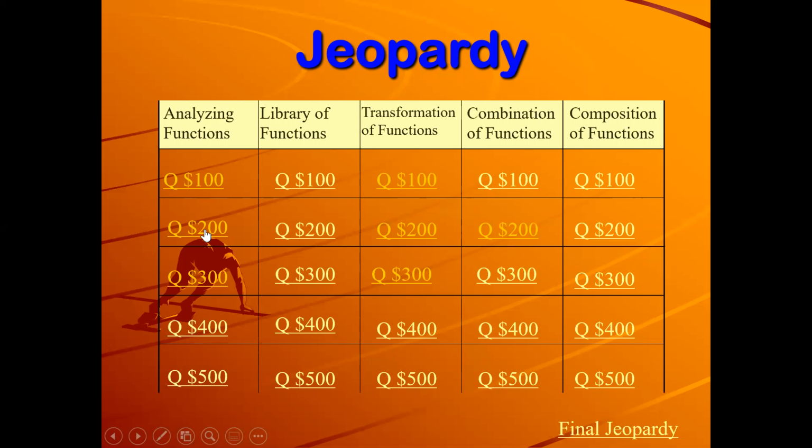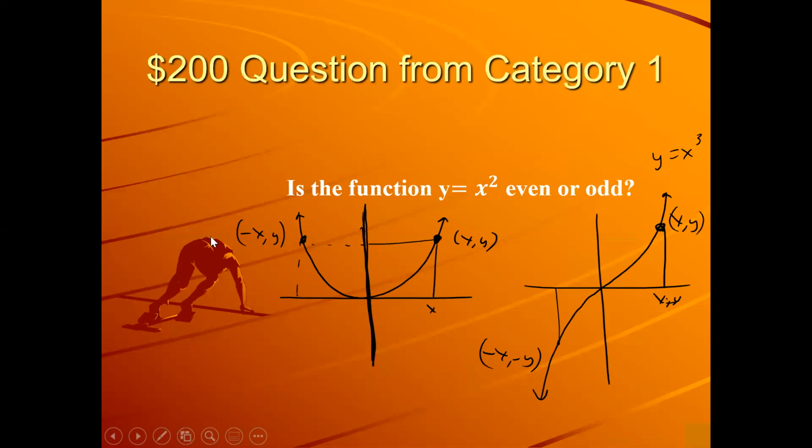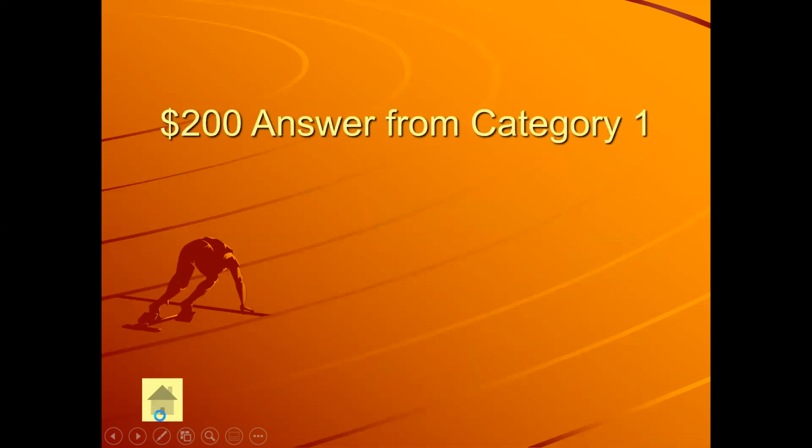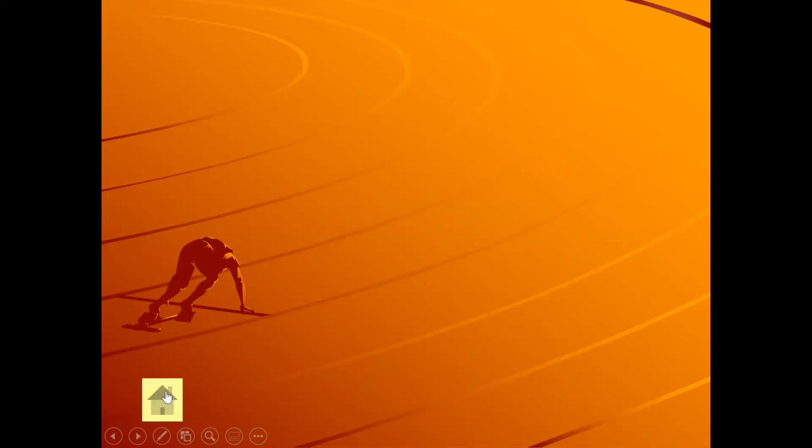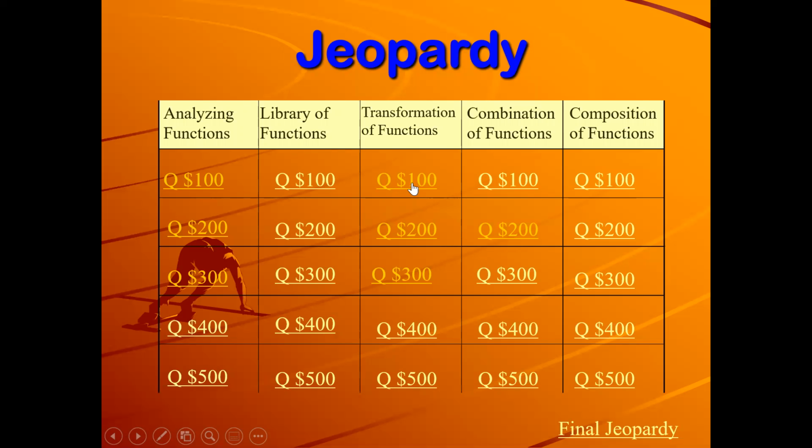Okay, we good there? 200, even and odd. Who got this one? I tried. 200, okay. And then we had the roll, right? I like rolls. Then who got this one? Dylan and Charlie. And then we went on to transformations, right?